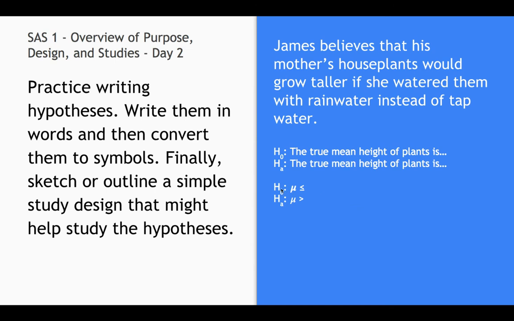You're going to do it with the scientific notation or Greek lettering. The null hypothesis would be mu is less than or equal to tap water. The true mean height of the plants, mu, is going to be less than or equal to tap water. Watering plants with rainwater would be less than tap water. And the alternative hypothesis would be mu is greater than. In other words, what you mean to say is that houseplants watered with rainwater would be greater than, or taller than, plants that are watered with tap water.